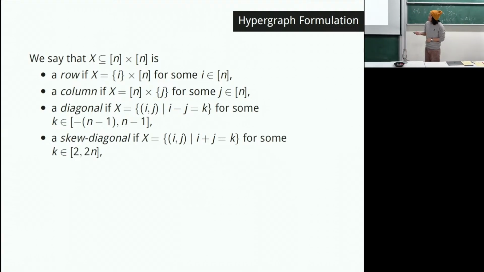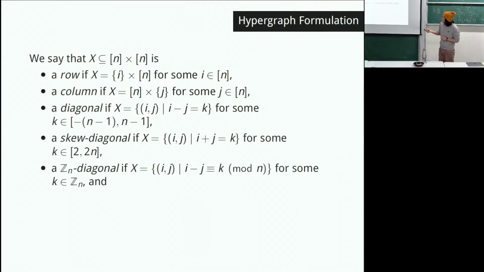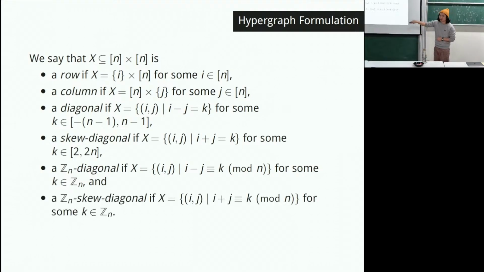And then you can also say what diagonals and skew diagonals are on the torus. That was for the regular board, but for the torus it's basically exactly the same thing, except you work mod n. So the diagonals are the things whose difference is a constant mod n, and the same for the skew diagonals.